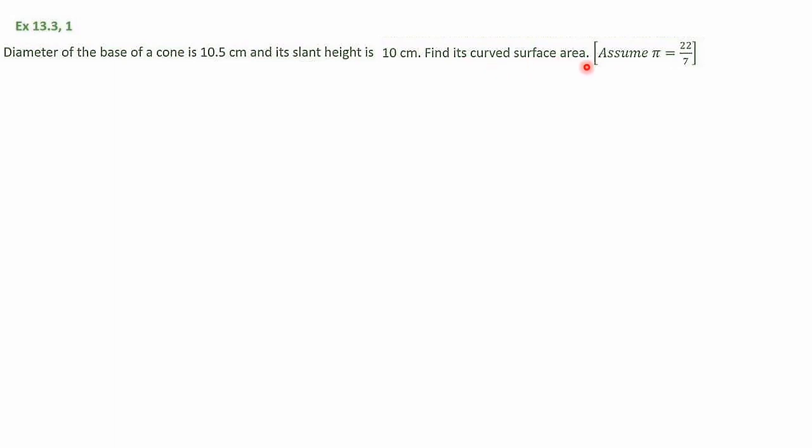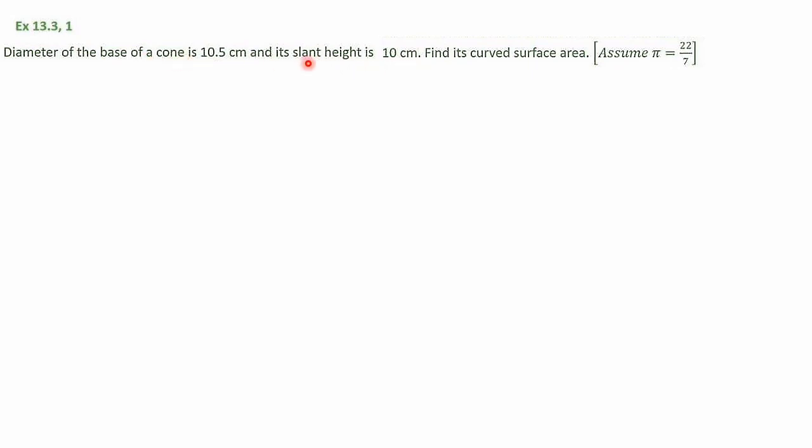Curved surface area of cone formula, let's recall, that is pi RL. Then you have to check whether R and L are given to us or not. Here the base diameter is given to us, which means we will get the radius. And the slant height, that means L, is also given.